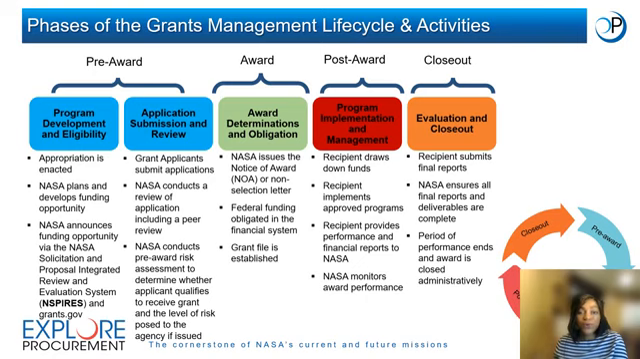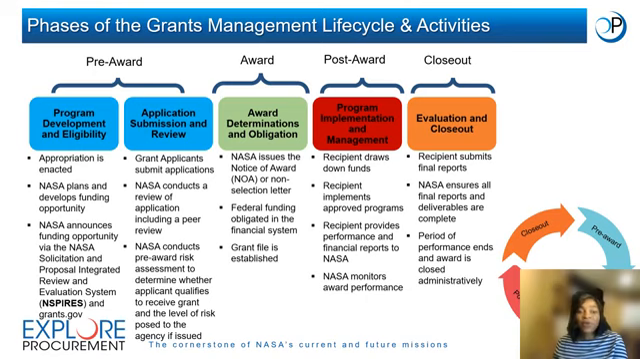NASA conducts a review of these applications, including a peer review, as well as a pre-award risk assessment to determine whether an applicant qualifies to receive a grant and the level of risk posed to NASA if the grant is issued. For successful proposals, NASA issues the notice of award, obligates funds in the financial system, and establishes a grant file. For unsuccessful proposals, a non-selection letter is issued to the applicant.